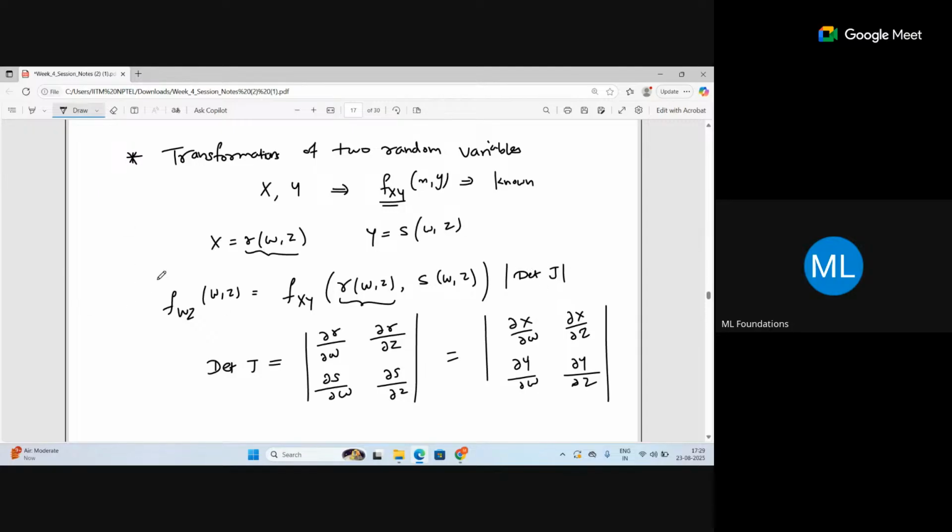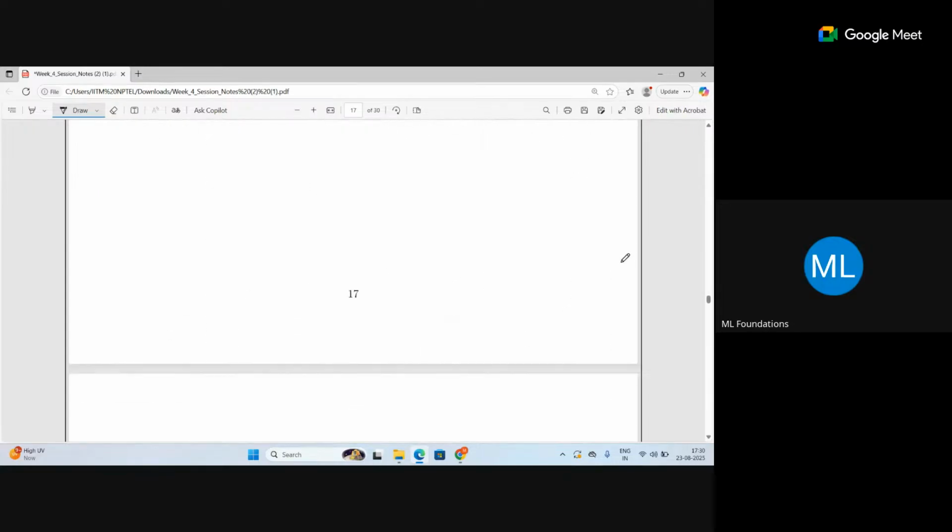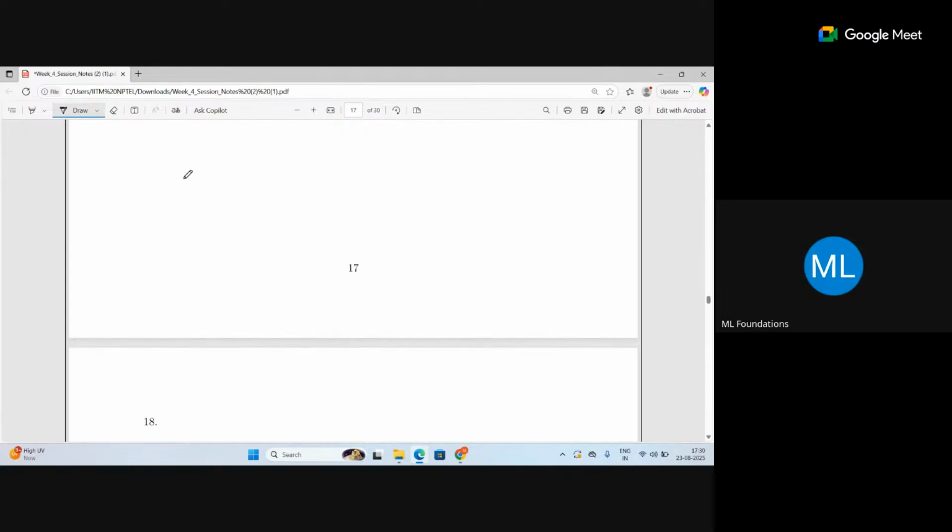In the formula. So this is the formula for finding out the joint density of W and Z, given I have known the joint density of X and Y. Correct? I hope this is clear. Again, I think we have discussed continuous random variables in the previous session, and one of the important continuous random variables is the normal distribution, right? We also call it the Gaussian distribution.